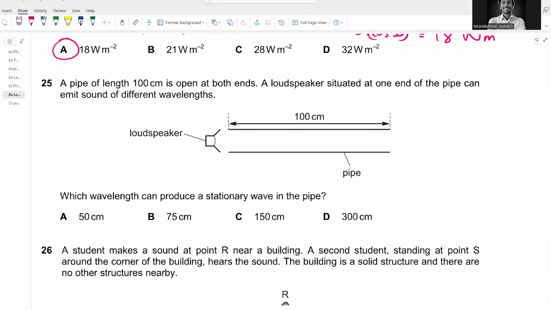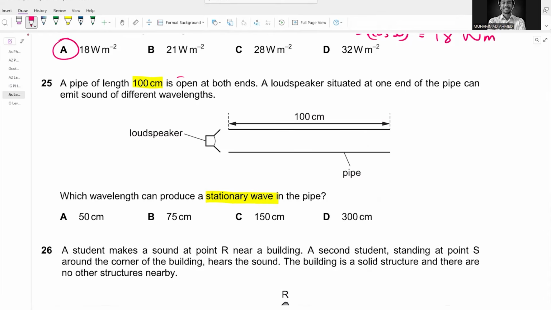Okay, let's see this question. A pipe of length 100 centimeter is open at both ends. A loudspeaker is situated at one end of the pipe and can emit sounds of different wavelengths. Which wavelength can produce a stationary wave in the pipe?